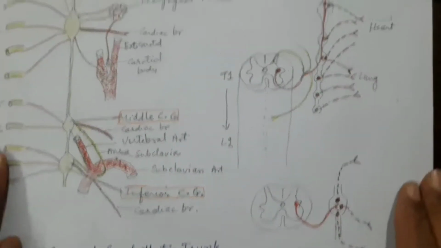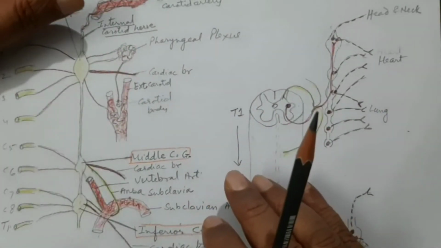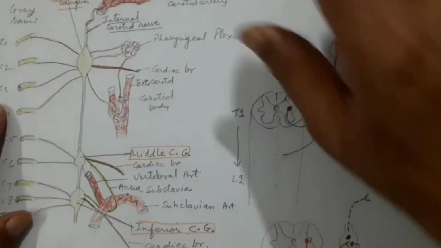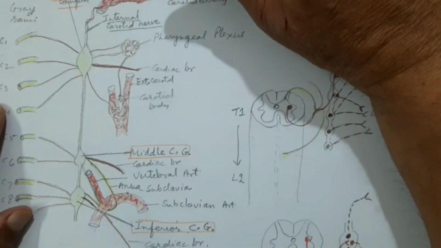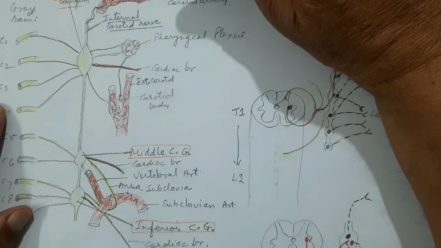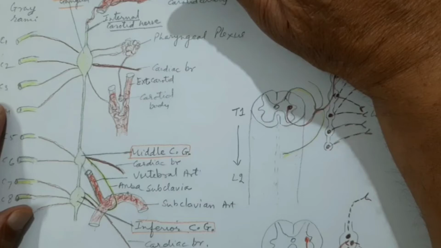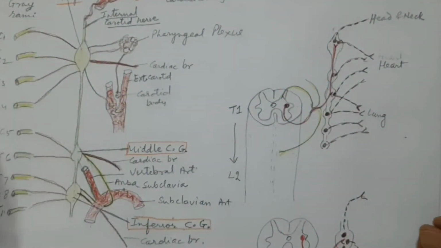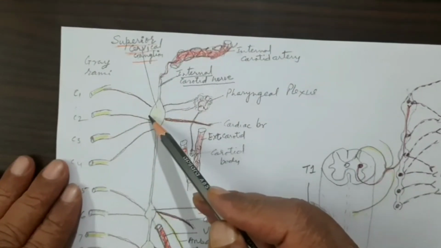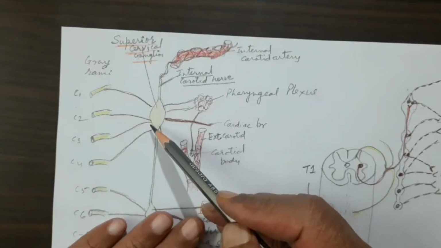Okay, so we were on the branches, so I will come now on to the branches of the ganglia, various ganglia. We will see the branches arising from the superior cervical ganglion, then we will see the branches arising from the inferior cervical ganglion. Let us see, this is the superior cervical ganglion, and let us see what are the branches which are arising from this superior cervical ganglion.